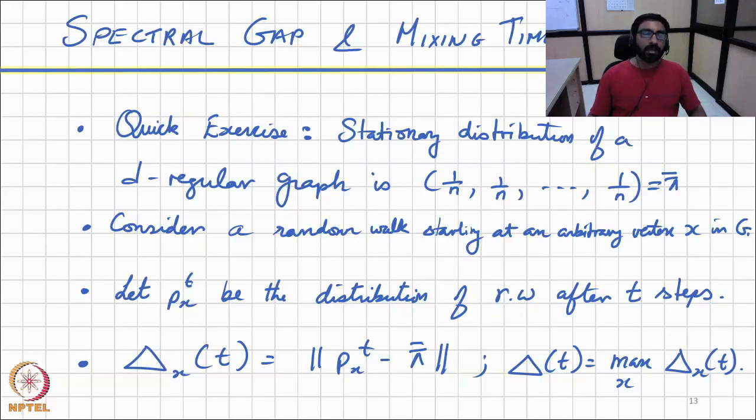steps. Okay. And we define delta x of t to be the norm of the difference between px of t and the stationary distribution pi bar. Okay. And this norm typically will be the L2 norm, but other norms have also been used in this context. But let's stick with L2 norm. Now, delta of t is simply the max over all starting vertices x, delta x of t.